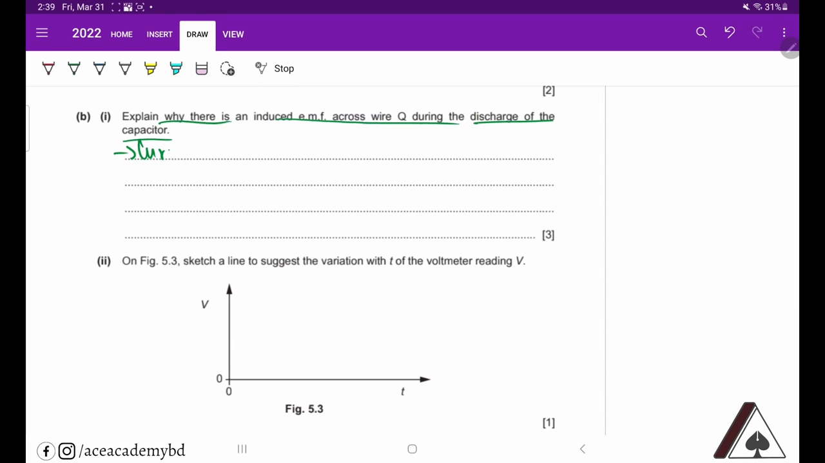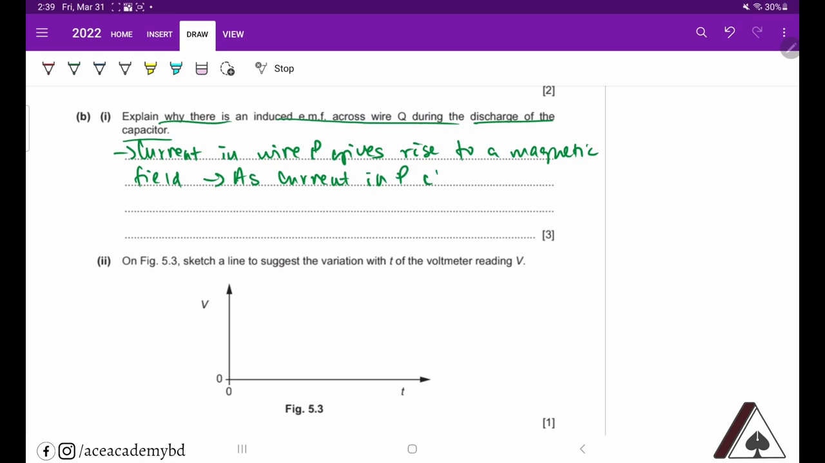So first we can write down: current in wire B gives rise to a magnetic field, and as current in B changes, this will cause YQ to have a change in magnetic flux, because YQ will cut the magnetic flux of wire B. Okay, so that's what we're going to write down. As current in wire B changes, YQ cuts magnetic flux of wire B.